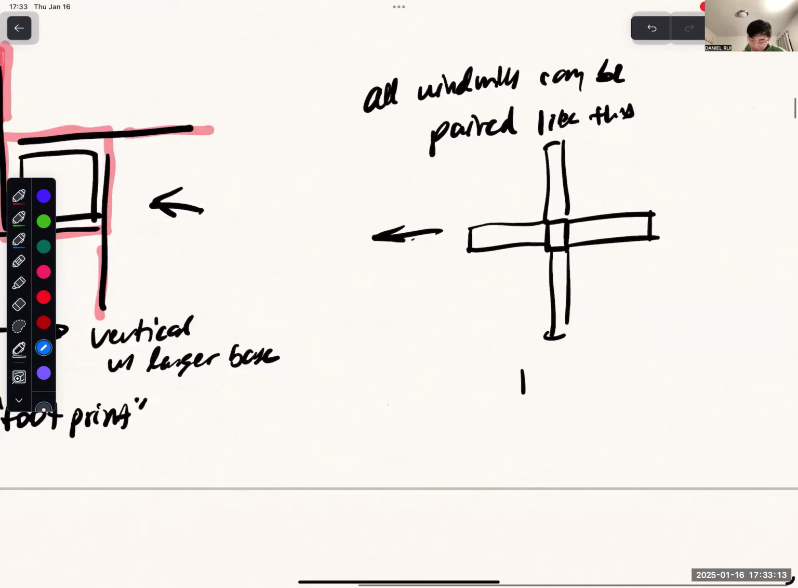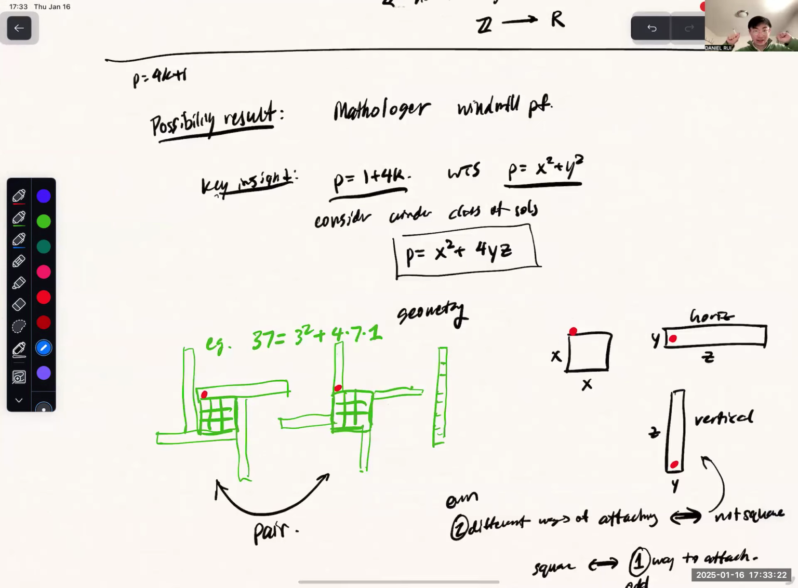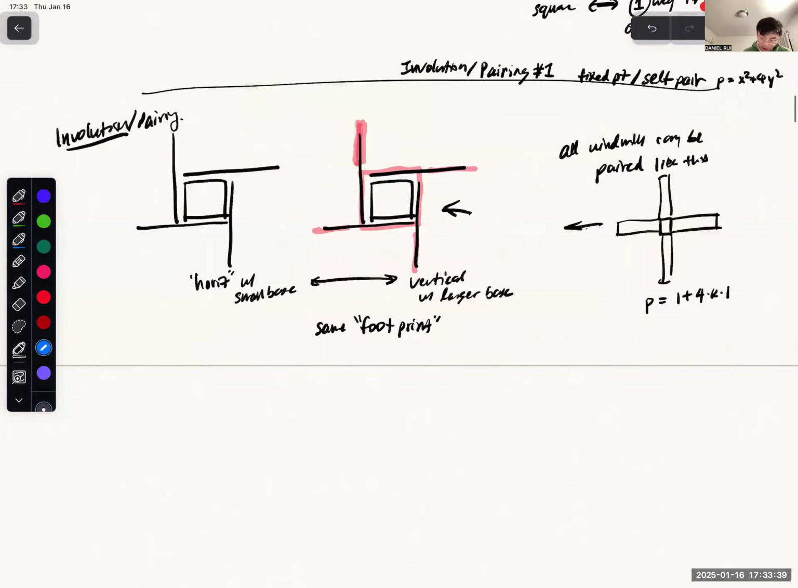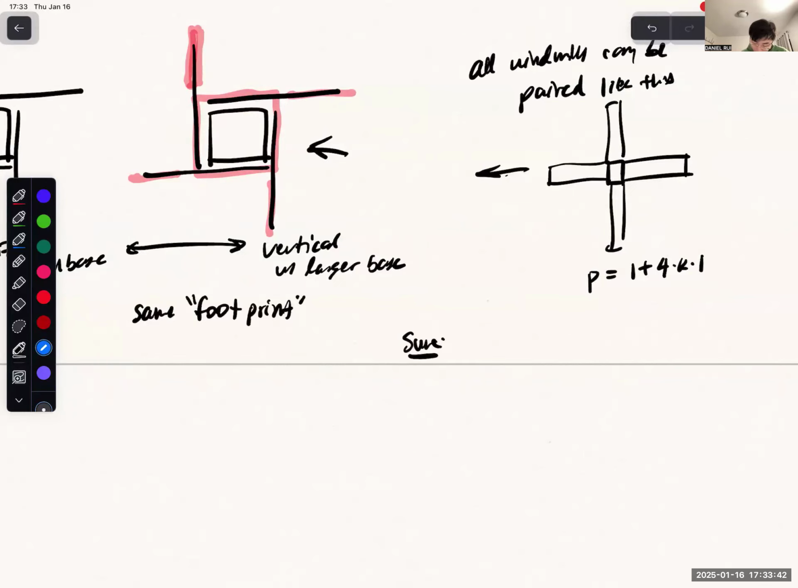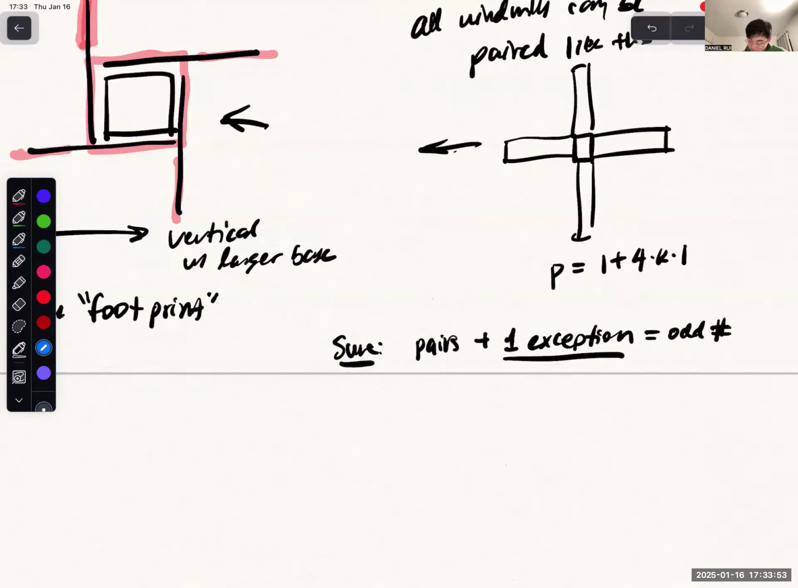But what is this? This is p is equal to 1 plus 4 times k times 1. Okay, so the two sort of endpoints are appearing as fixed points of my pairings. Okay. Now the insight, the final blow is down here. I am sure that I have some pairs plus one exception. Okay, exactly one exception for an odd number of windmills total.